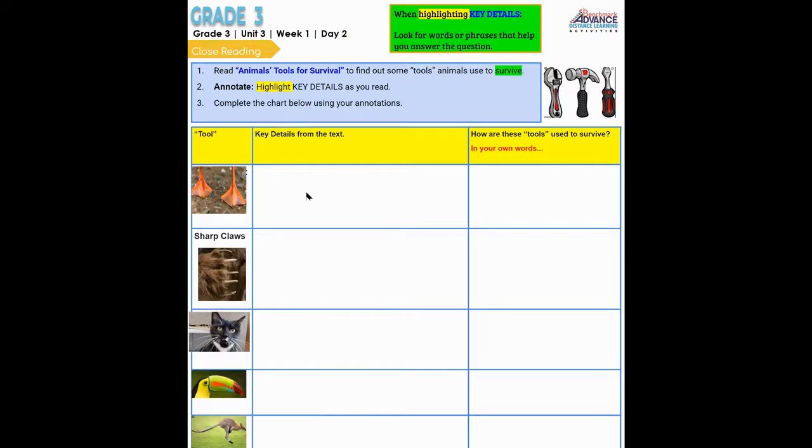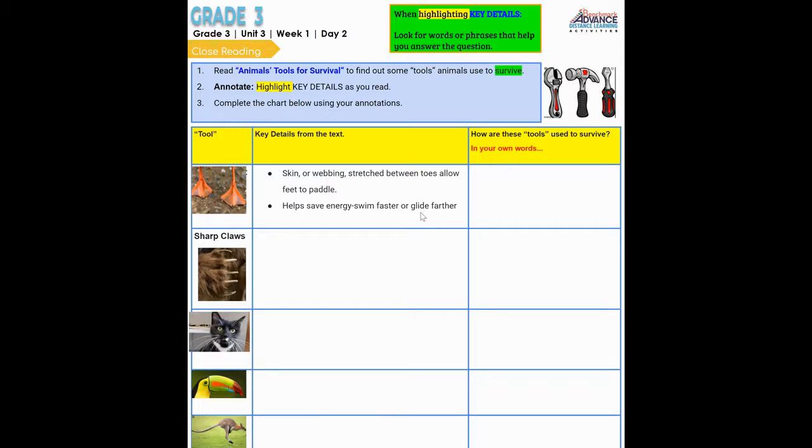Key details from the text. So what did I highlight? And just really quick, I wrote that in. That skin or webbing stretched between toes allow feet to paddle. It helps save energy. It allows some animals to swim faster and some to glide farther, right?